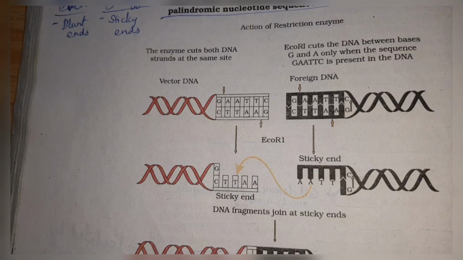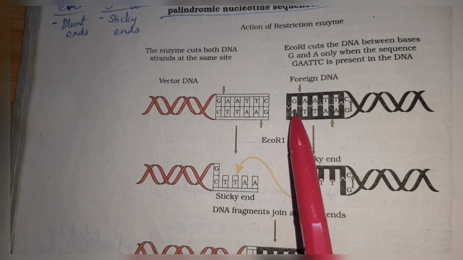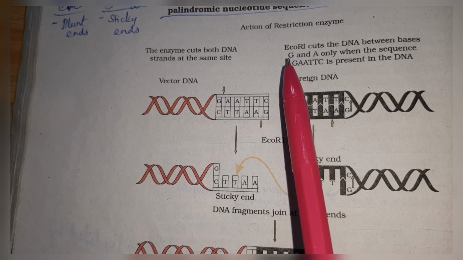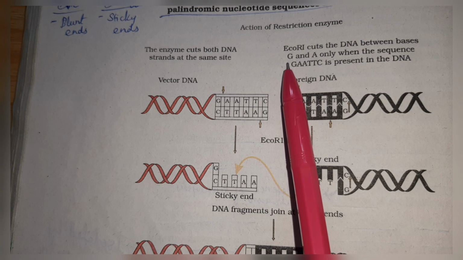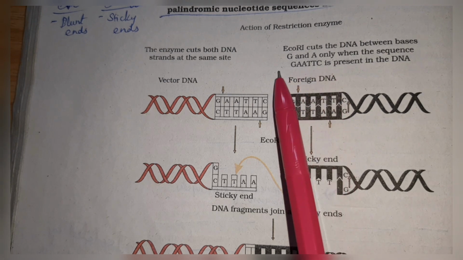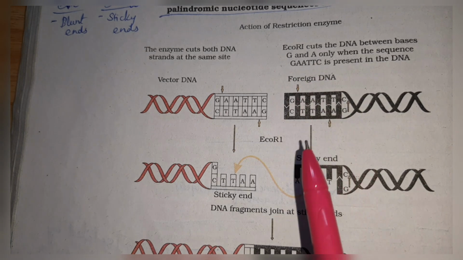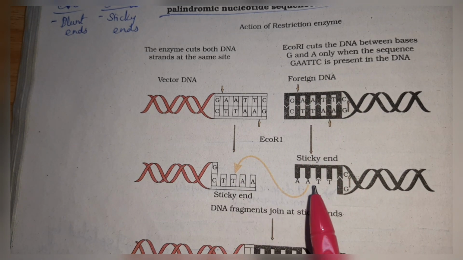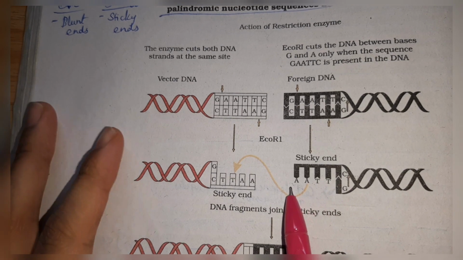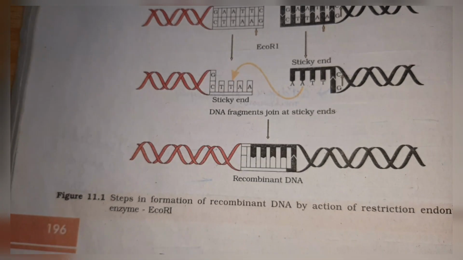In this diagram, we can say vector DNA is being cut by the EcoRI restriction enzyme, and the foreign DNA is also cut by the same restriction enzyme, that is EcoRI. It cuts between the bases G and A. GAATTC is the recognition sequence in the base pairs. It cuts between that. When it is cut, sticky ends are produced. Sticky ends have hydrogen bonds, and these sticky ends are then joined together with the help of another enzyme called DNA ligase. These are the steps in the formation of recombinant DNA by the action of the restriction enzyme EcoRI.